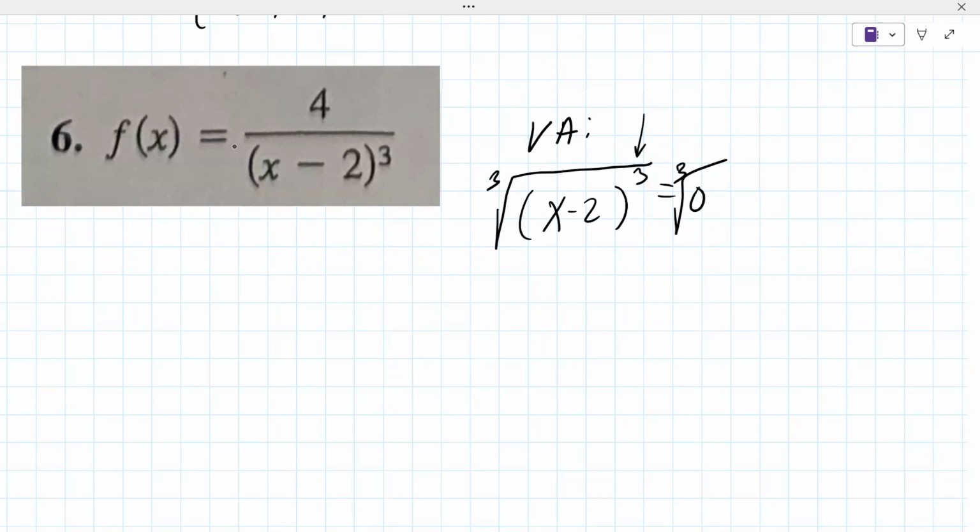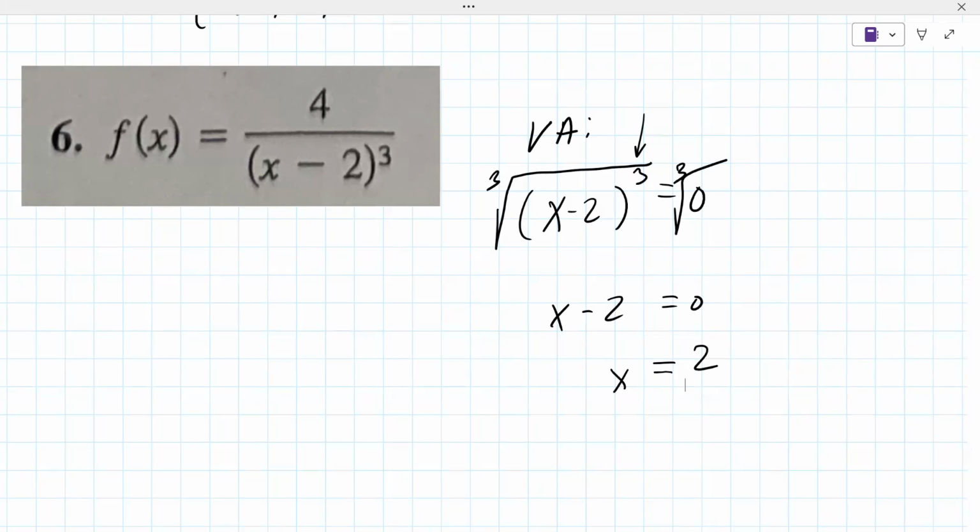So you have x minus 2 equals 0. Now what? Now you should be able to add 2 to 0. So what is the equation? That's going to be x equals 2. All right. Very good.